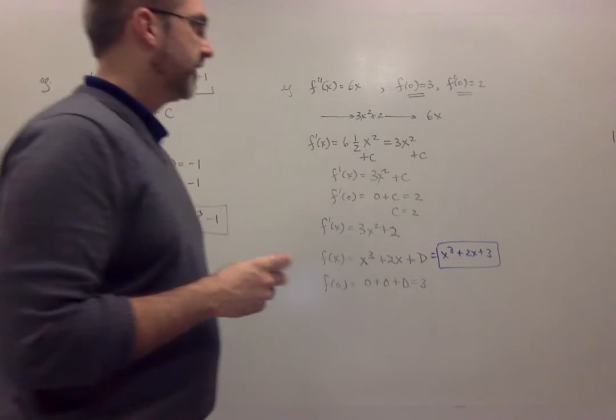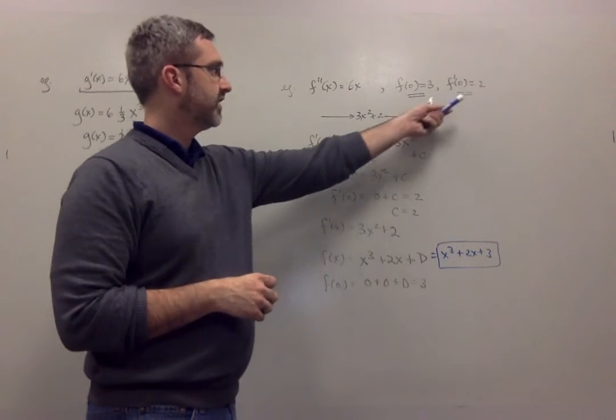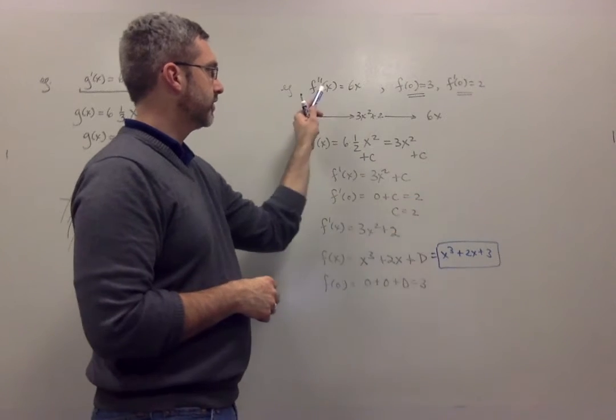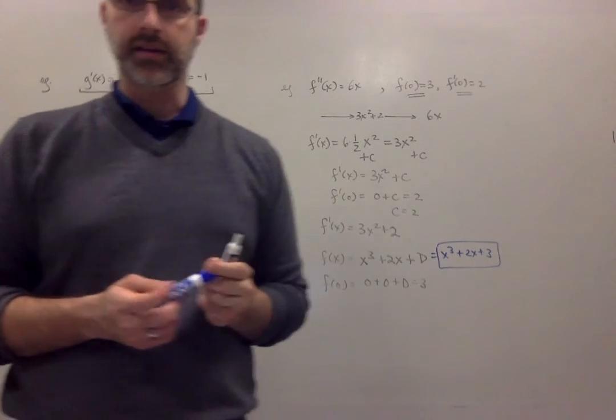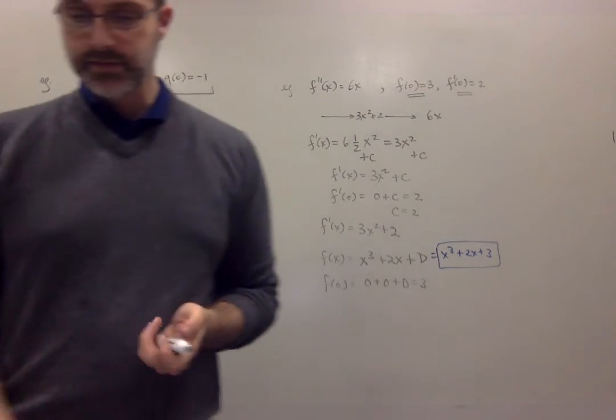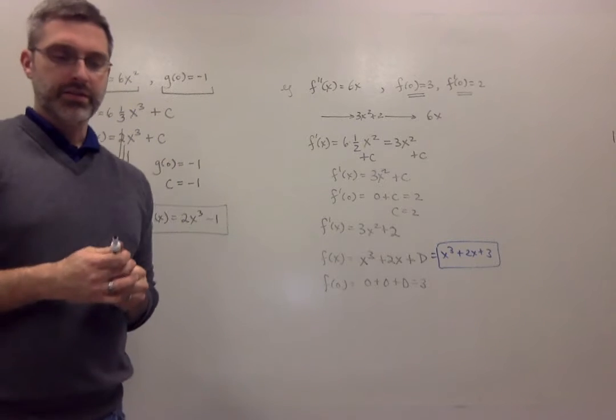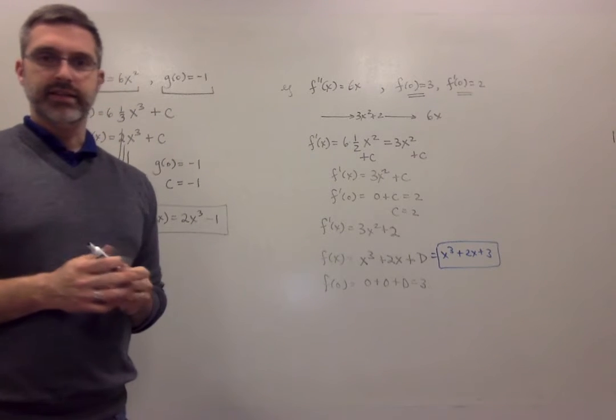That is my function that satisfies these conditions, and then when I differentiate it twice, it's going to give me 6x. Make sense? So you'll have a couple of homework problems that are related to that as well.